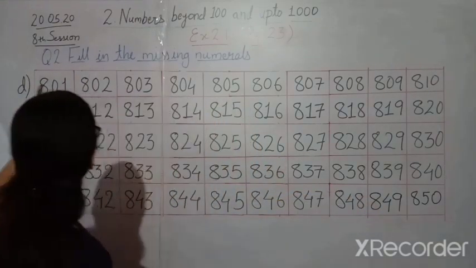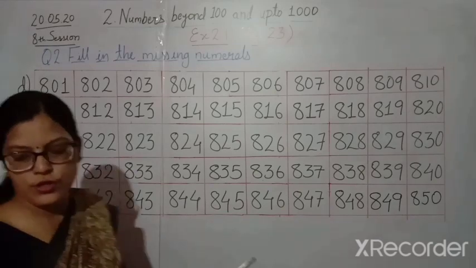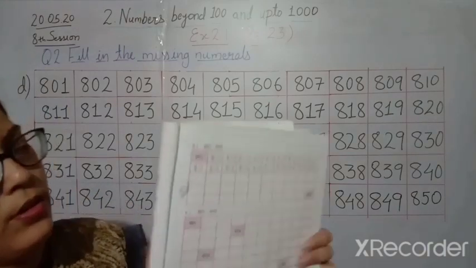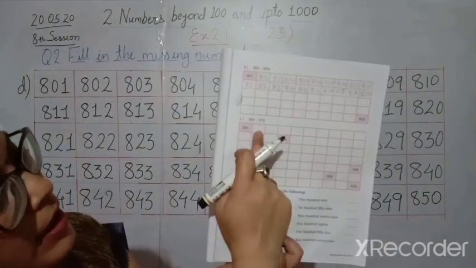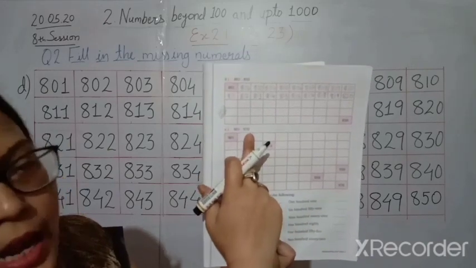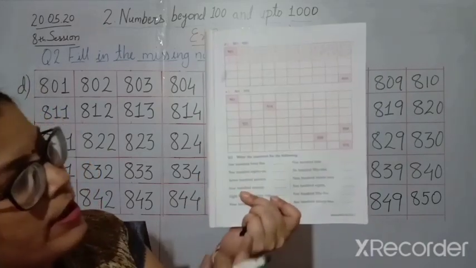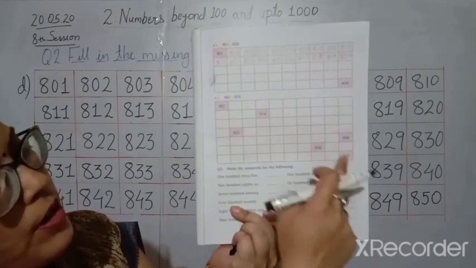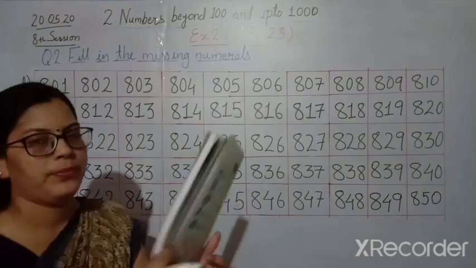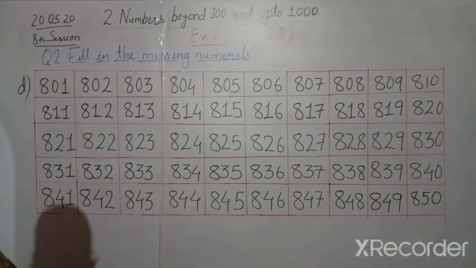This was question number D. Now you have to do question number E. See here, it is given on the same page. Question number E, you have to fill the numbers from 901 to 970. This will be your homework. You have to do it in your book itself. Now the next question is write the numerals.